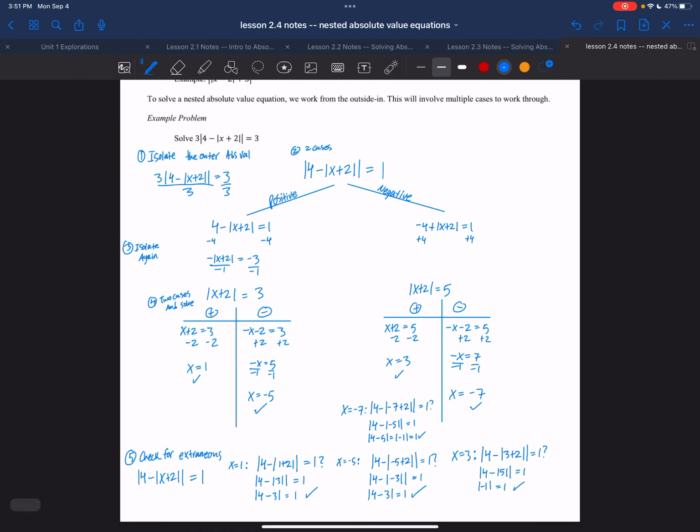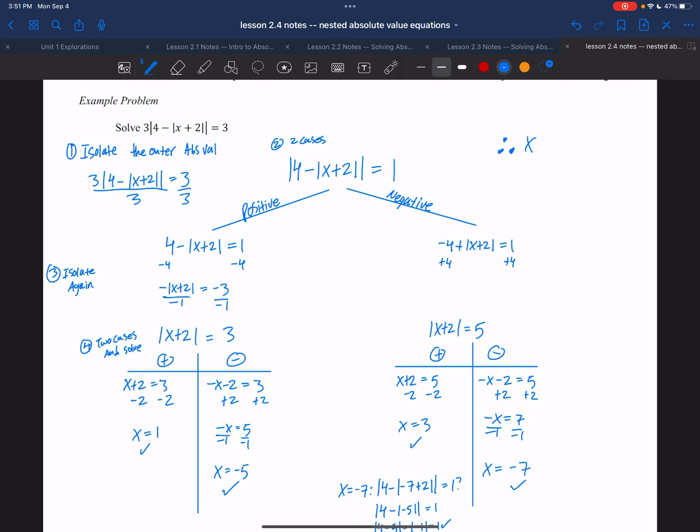Therefore, we're good. I'll just write, therefore, the solution set is x equals 1, 3, negative 5, and negative 7. You don't have to put them in order or anything. Just put the numbers. The order doesn't matter. And that's it. That's the video.